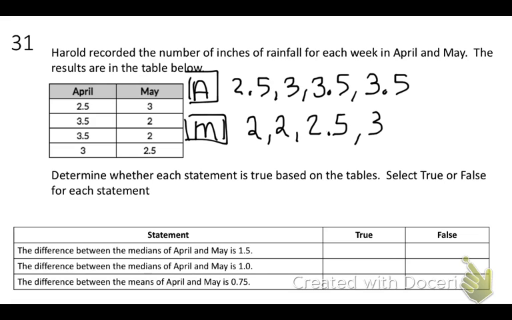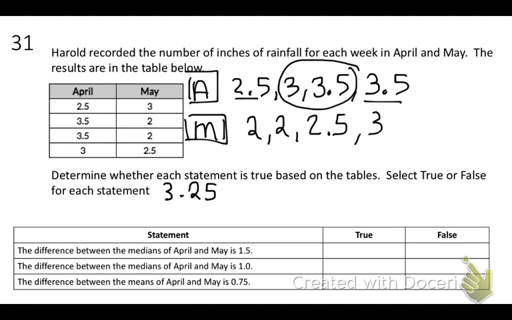So, statement 1 says, the difference between the medians of April and May is 1.5. Well, to do that, we need to figure out the medians, but because there are more statements, I'm going to refrain from crossing it off, and I'm going to just underline. So, if I go through the medians here, the median is between these two numbers, which means I need to add 3 plus 3.5 and divide by 2. And that gives me 3 plus 3.5 gives me 6.5, and divided by 2 is 3.25. So the median in April is 3.25.